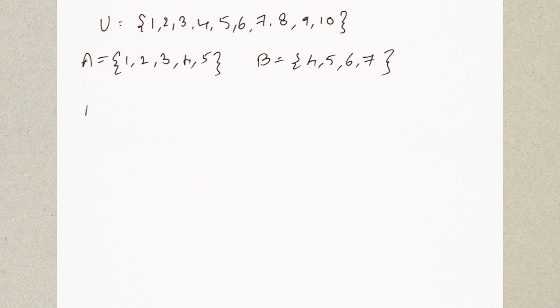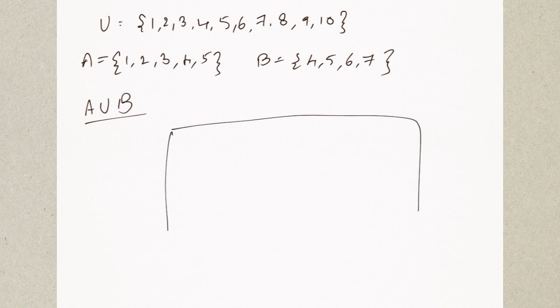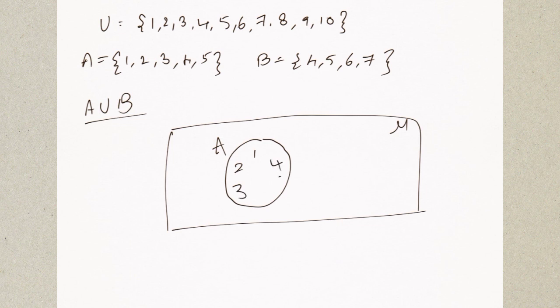First we will see A union B. How we will represent it, we will see first. First a rectangle as usual, because this denotes the universal set. Now first we have the A set. This is a circle and here we have elements 1, 2, 3, 4, 5. Now again we have the B subset which has 4 and 5 in common, so that's why it is drawn like this. And what are all the things which are left? 8, 9, 10 will be outside. This is how you will show it.